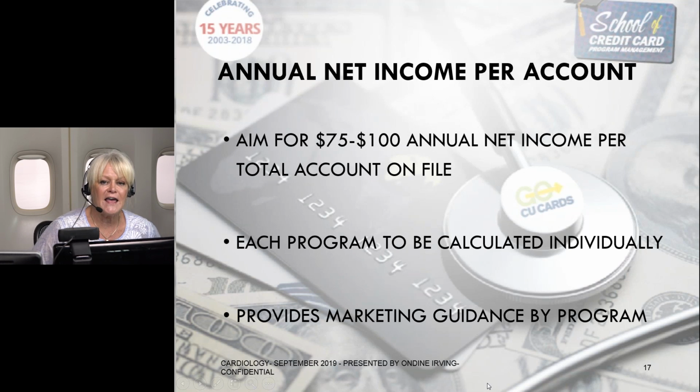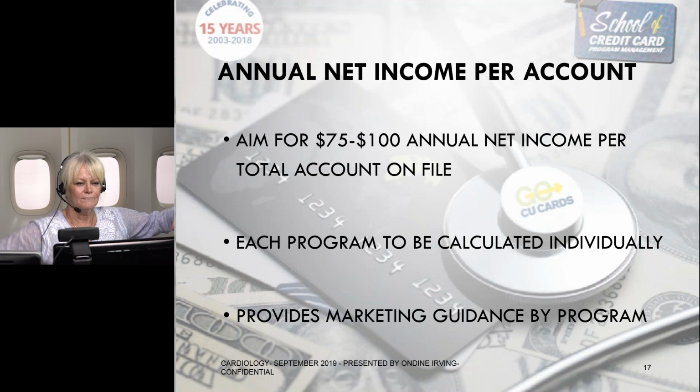This is another high level number. We'll be going into more detail in the next webinar. But you want to make sure that your card program is making an annual net income per account of at least $75. The reality is the top performing credit unions with the strong credit lines, strong balances, are blowing this out of the water. They're making $200 to $300 in annual net income per account after charge-offs, after reward redemptions.